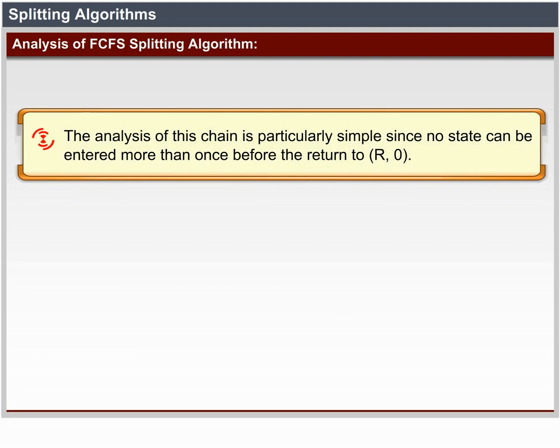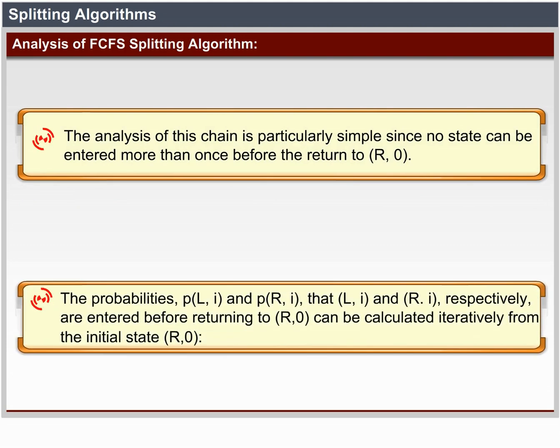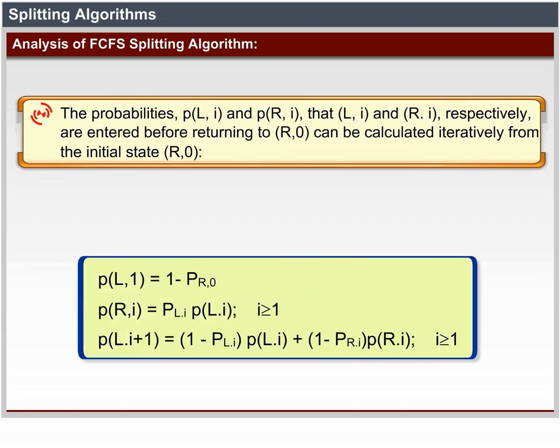The probabilities P(L,i) and P(R,i) that L,i and R,i respectively are entered before returning to R,0 can be calculated iteratively from the initial state R,0. The equations are shown on this screen.